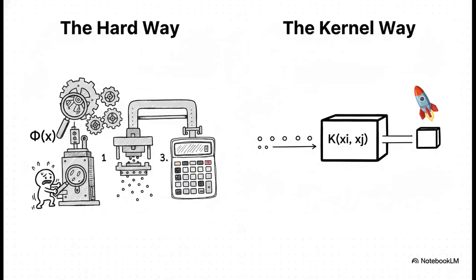Look at the difference. The hard way, on the left, is this painful 3-step process. First, you have to somehow find that crazy complex phi function. Then you have to transform every single one of your data points, and only then can you calculate the inner product. But the kernel way, it's so much simpler. You just pick a standard kernel function, there are a few common ones to choose from, you feed it your original data points, and boom, you get the result directly. It's not even a contest.